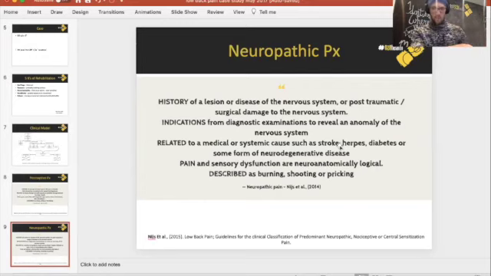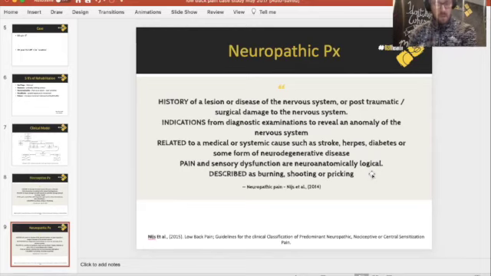So it's maladaptive from the start, and that would impact how we try and give education and support around the alarm system as a metaphor, even in neuropathic pain. But indications from your physical exam here will reveal some anomaly of the nervous system. We'll generally be able to do our reflexes, and things will potentially have some relation to a medical or systemic cause: stroke, herpes, diabetes, and pain will follow.